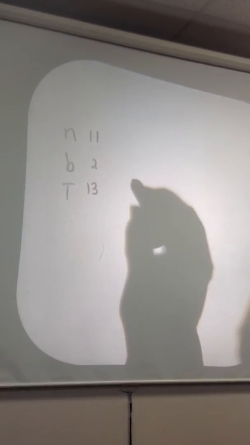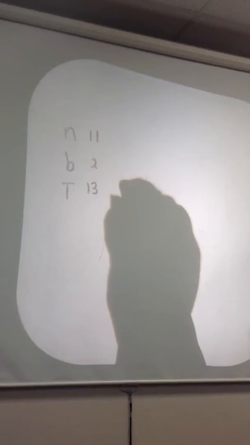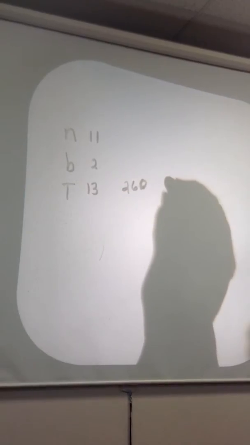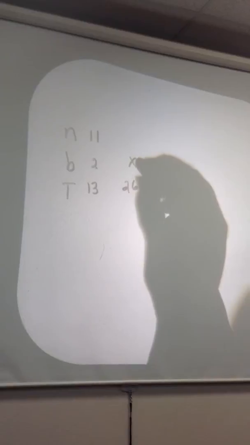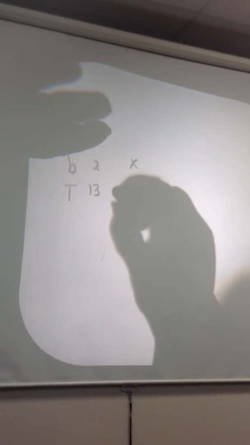Now then they want to know if there were 260 nuts and bolts in the pile, so the total is 260. How many were bolts? We need to know here. We don't need to worry about this one at all. We're only concerned about down here.